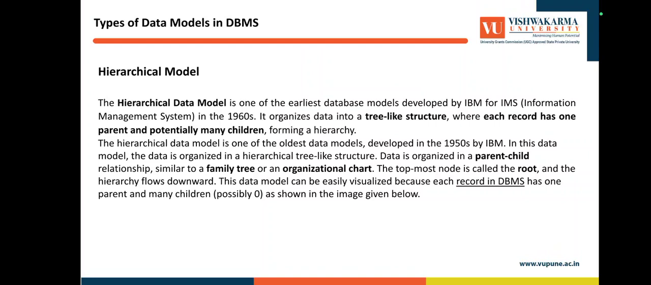The first type is the hierarchical data model. The hierarchical model is one of the earliest database models, developed by IBM as IMS in the 1960s. It organizes data into a tree-like structure where each record has one parent and potentially many children, forming a hierarchy. The hierarchical data model is one of the oldest data models, developed in the 1950s by IBM. In this data model, the data is organized in a hierarchical tree-like structure. Data is organized in a parent-child relationship similar to a family tree and organization chart.